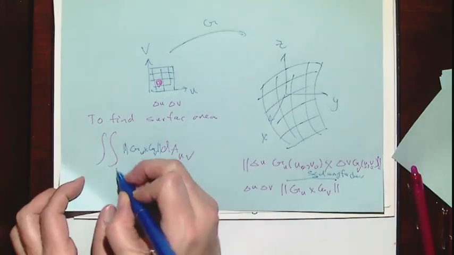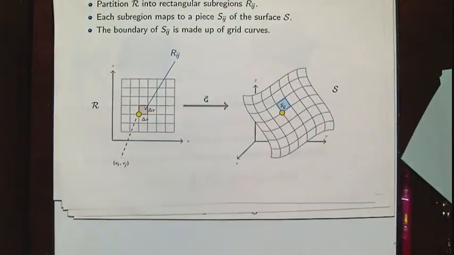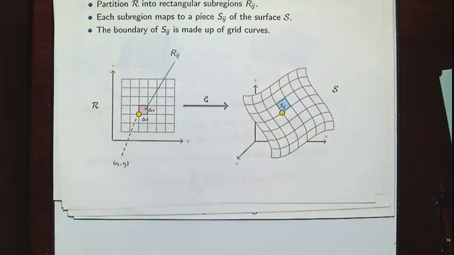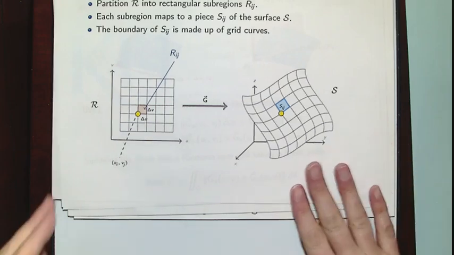Almost. This is dA of U and V. So that's the last thing that I said. That's the golden formula. Golden formula in pink, and I don't have gold. So golden formula over there, I just gave you a formula for surface area.